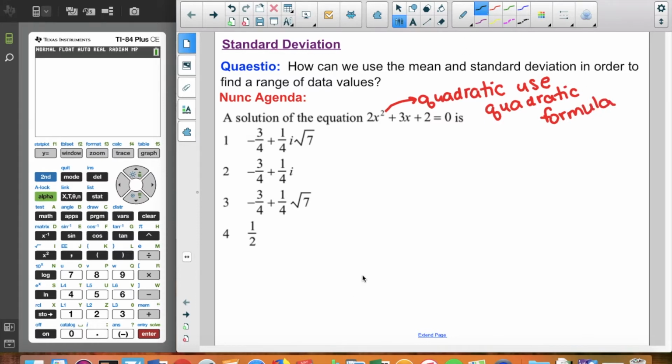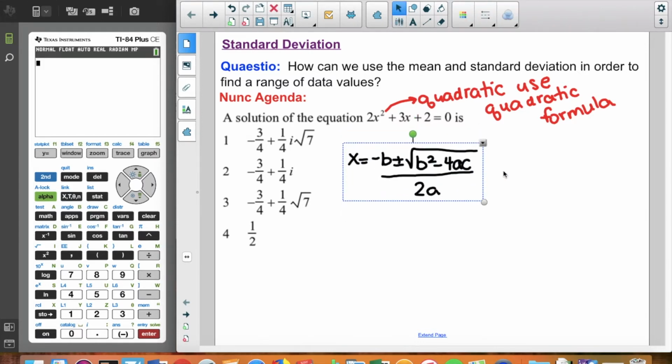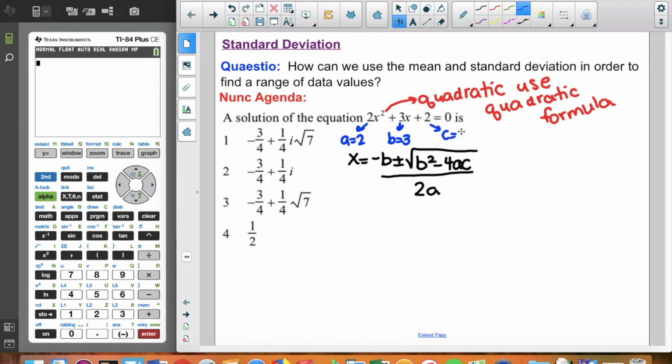Okay, so we're first going to start by writing the quadratic formula. It's been a while since we've done this. X equals negative b plus or minus the square root of b squared minus 4ac all over 2a. Okay, so what we have to do here is identify a, b, and c. Looking at what we have here, it looks like a equals 2, b equals 3, and c equals 2.